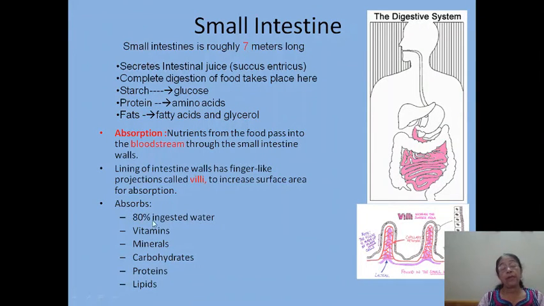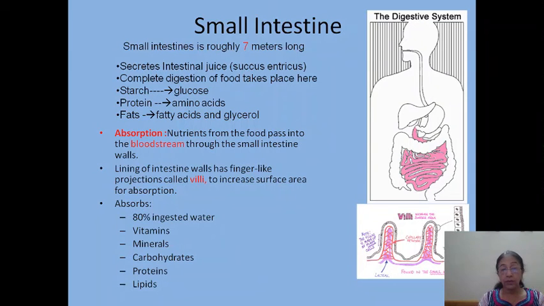And 80% of ingested water is absorbed, vitamins present in the food are absorbed, minerals, carbohydrates, proteins, lipids, these new products, glucose, amino acids, fatty acids and cholesterol, all of these are absorbed and enter into the blood. Absorption done. So we have completed first step, ingestion, then digestion, then absorption.